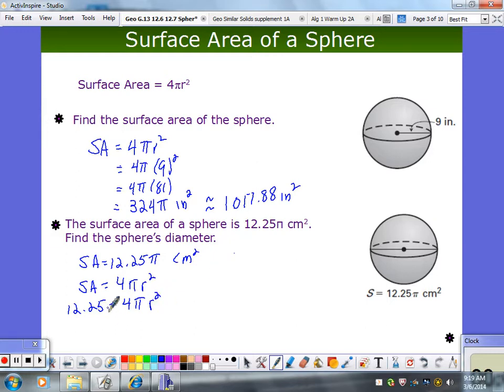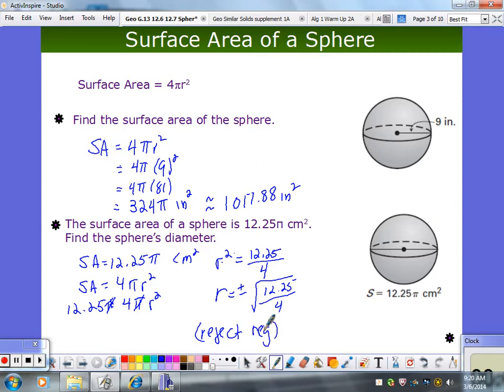I've got pi there. The pi's divide right out. They're gone. Just divide both sides by pi. It's nice when it's in terms of pi because it makes things a little bit easier. Then I divide both sides by 4, and r is going to be plus or minus the square root of this. But because I'm looking for an actual diameter length, I know I don't want the negative, so I'm going to make a note here that I'm rejecting the negative. Because remember, we've got something squared, there are 2 solutions. We don't care about the negative since it's real life.